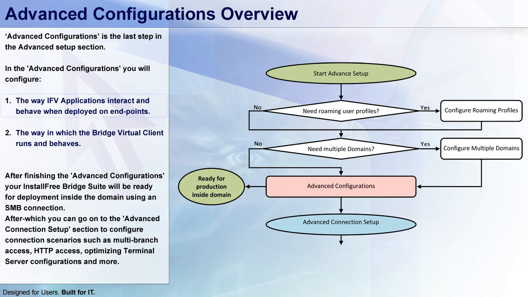This will include configuring the way IFV applications interact and behave when deployed on endpoints, and configure the way in which the bridge virtual client runs and behaves. And by the end of this series of videos, you will, in principle, be able to complete the deployment of the InstallFree Bridge suite, or go on to the advanced connection scenarios sections, which will allow you to enable and configure things like multi-branch access, HTTP access, optimizing terminal server configurations, and more.